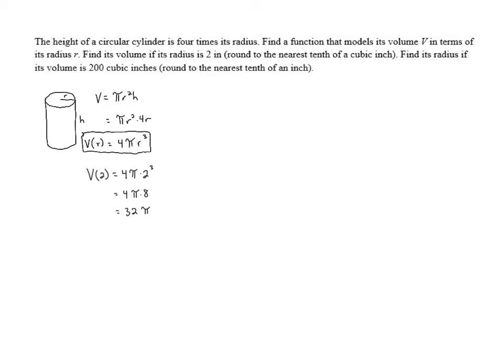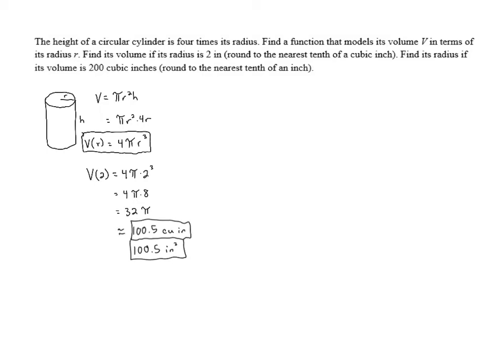Now, we were asked to round to the nearest tenth of a cubic inch, so if we use a calculator to get an approximation, this is going to be approximately 100.5 cubic inches. We can also write this as inches cubed. Both of these are fine ways to write cubic inches.